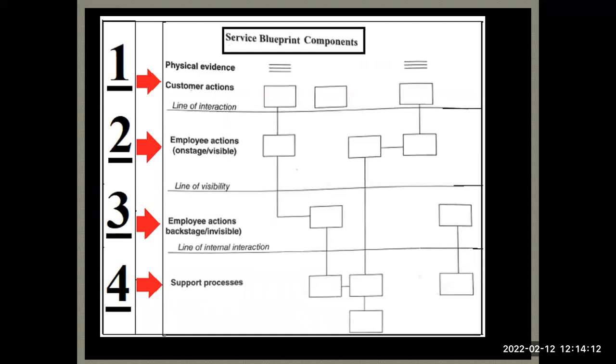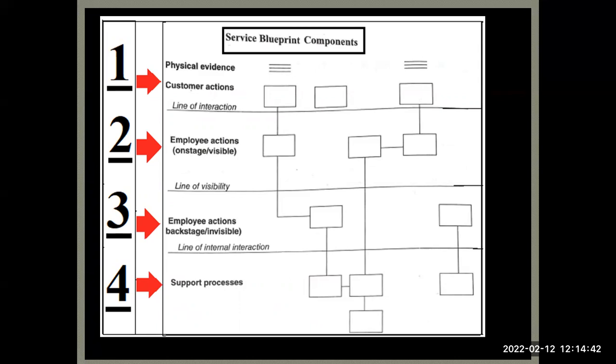So you can see four lines. So there are four rows. In the first row, you will have customer action, customer interaction. When the customer comes towards the service provider, the service provider will interact with you. That's why it is called the line of interaction. The first line is the line of interaction, where the customer comes and interacts with the employee. Most of the part is visible at this place.